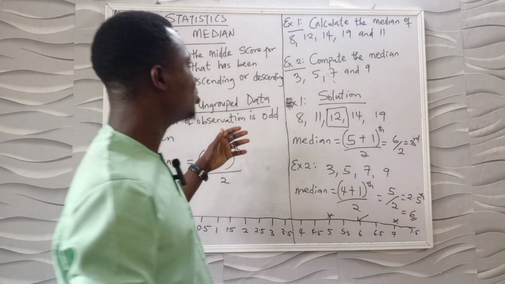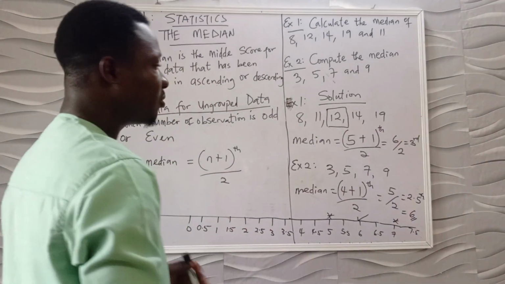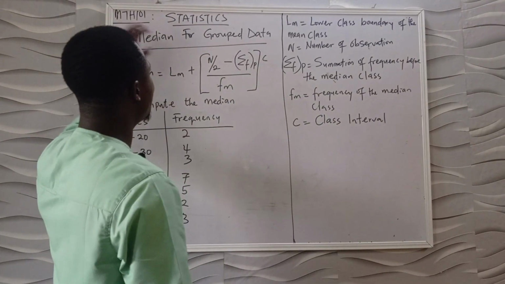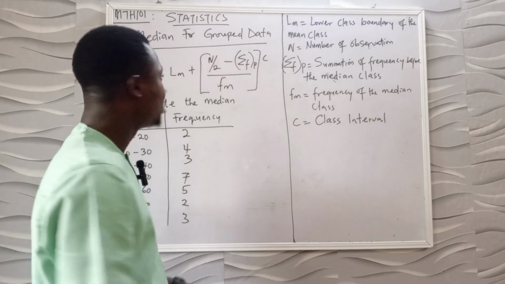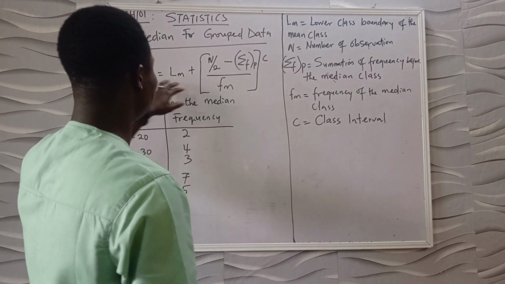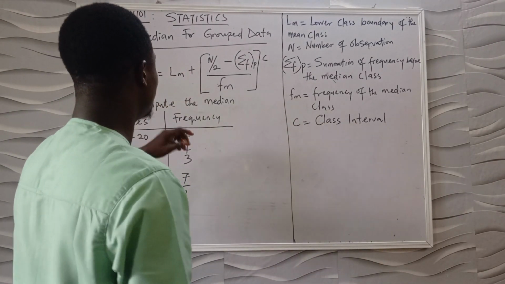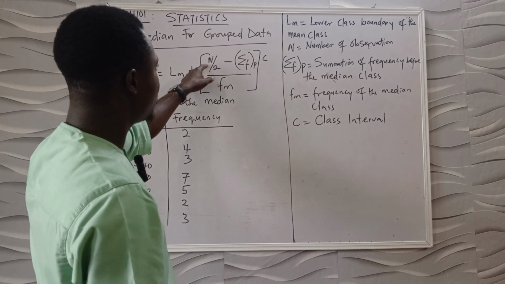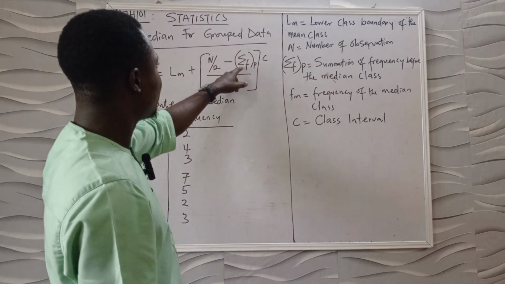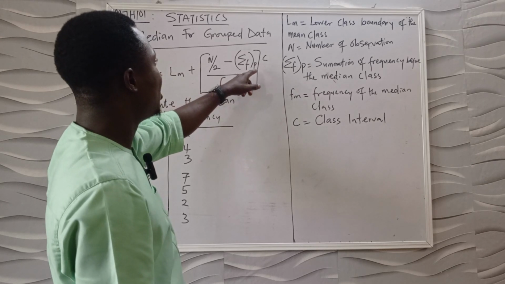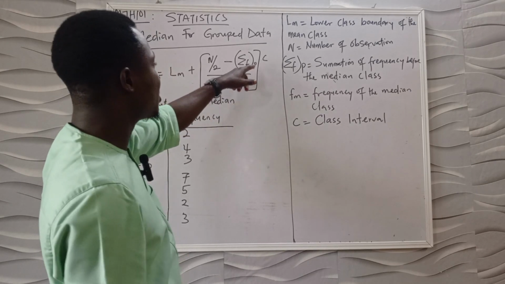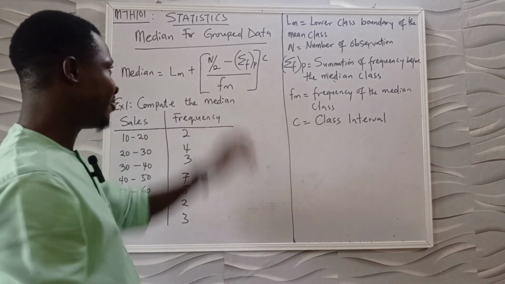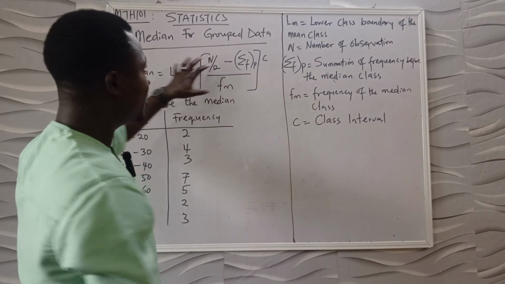So we'll be going quickly into the median of grouped data for us to have better understanding. This is the median for grouped data, and this is the formula for the median for grouped data. We have L subscript M plus N over 2 minus summation of F subscript P bracket, all over the frequency of the median class, which is F subscript M. So what does all this mean?